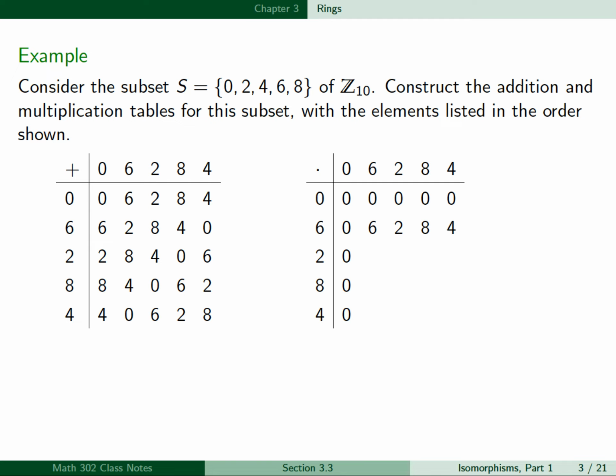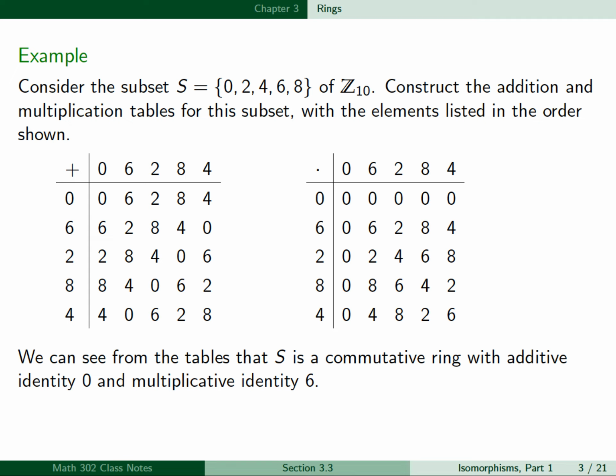And then in the third row, 2 times 6 is 12, mod 10 is 2, 2 times 2 is 4, 2 times 8 is 16, mod 10 is 6, 2 times 4 is 8. And then we can fill in the fourth and fifth rows likewise. Now we can see from the tables that S is a commutative ring with additive identity 0 and multiplicative identity 6. When we multiply 6 times any of the elements in the subset, we obtain the same element back.